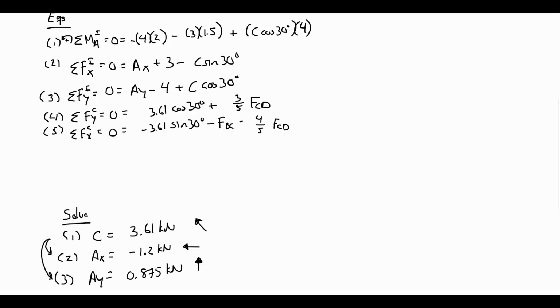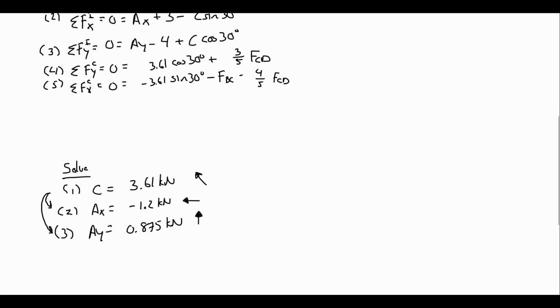So with equation 4 and equation 5, I can now solve for those. Equation 4 has only one thing I don't know currently, which is FCD, and I can solve for that. FCD, I get a negative 5.21 kilonewtons. Negative means that it's in compression.